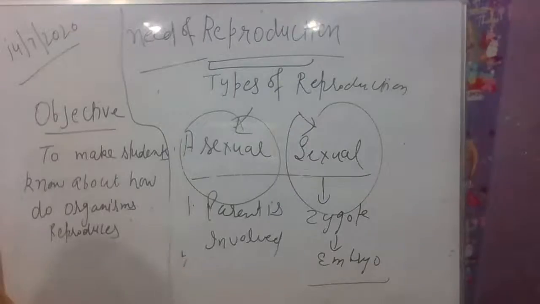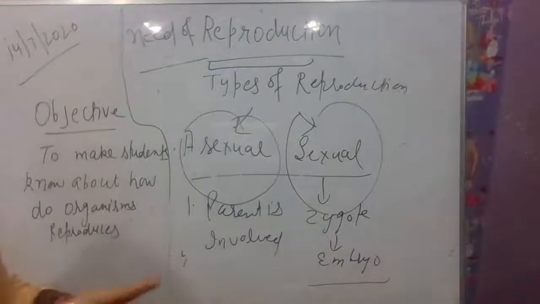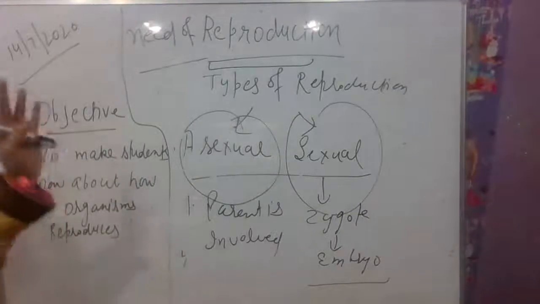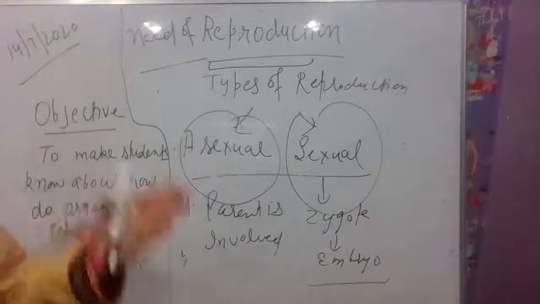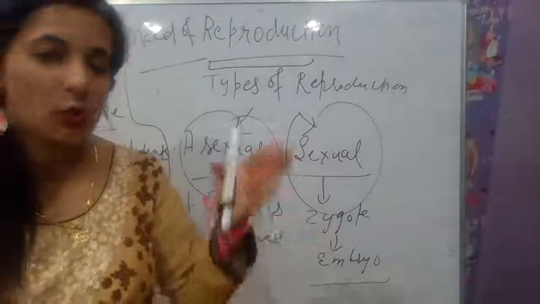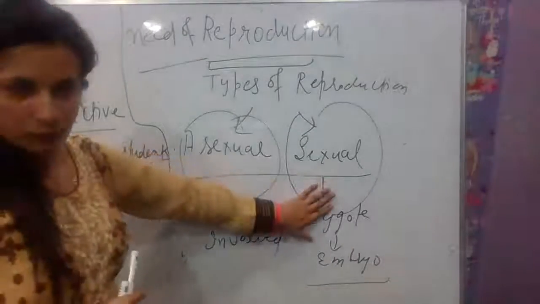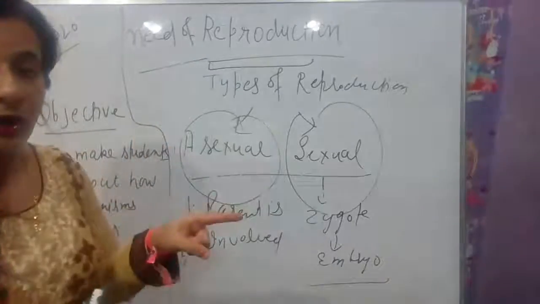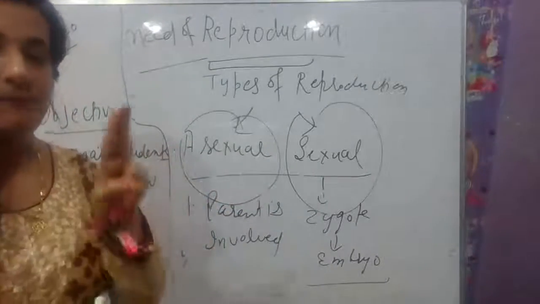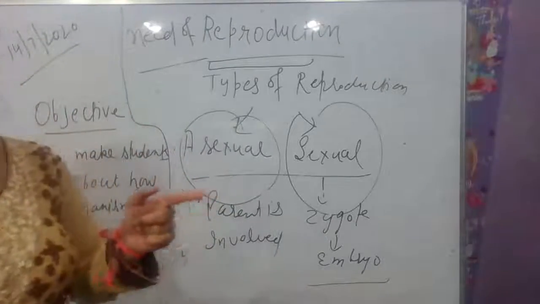Mitosis and meiosis. Yes, anyone? Mitosis is a division of a cell of a body that results in two cells, each with the same number of chromosomes as the original cell. Before doing this process, sexual reproduction and asexual reproduction, you should know about two very important terms. One is mitosis and one is meiosis.